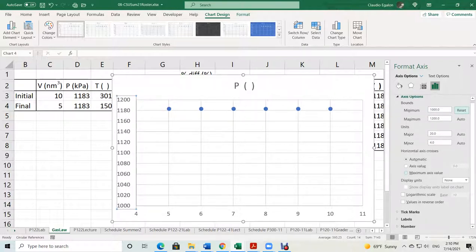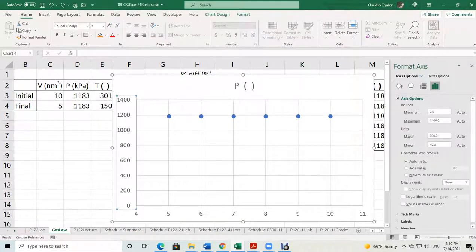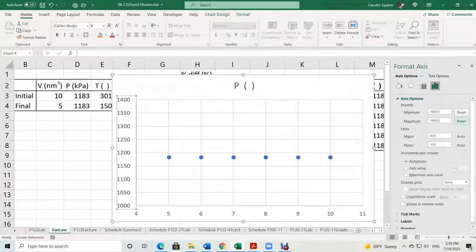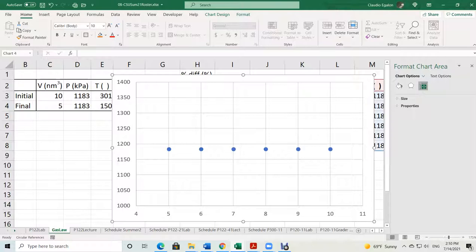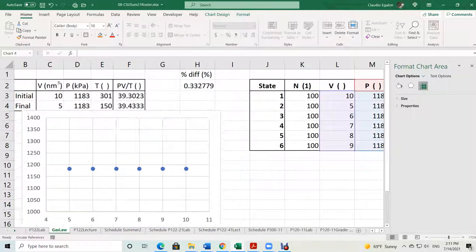Okay, what's going on here? Interesting. It didn't do the way I want it to do. Okay, 1000. Let's try again. 1000. I hope it keeps 1400. It doesn't. It changed automatically to 1200. Interesting. But I'm doing that because I want the graph almost in the middle. But this first graph is simple because the pressure is always constant, right?